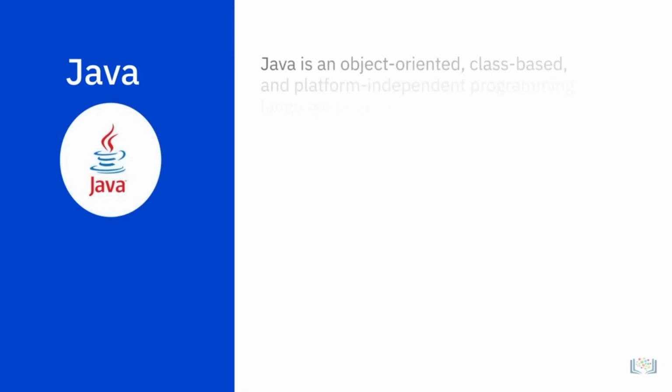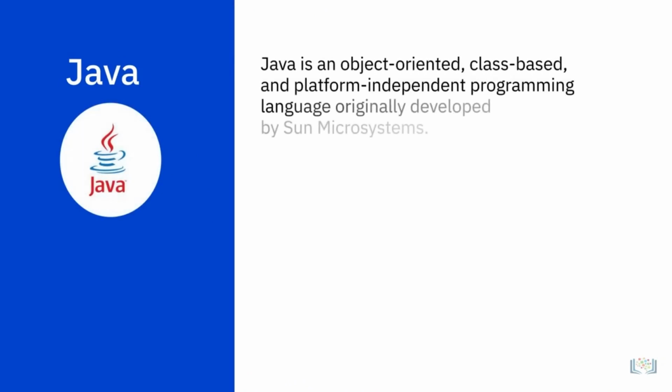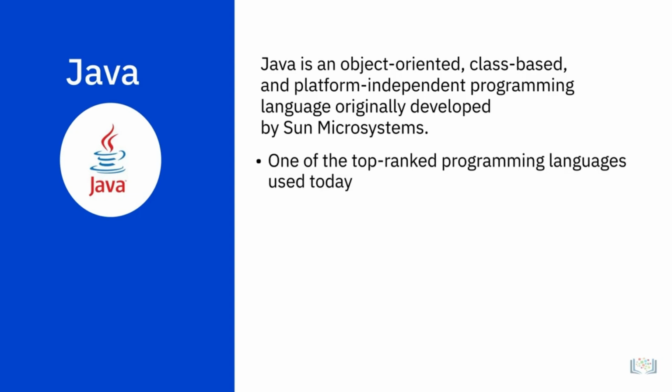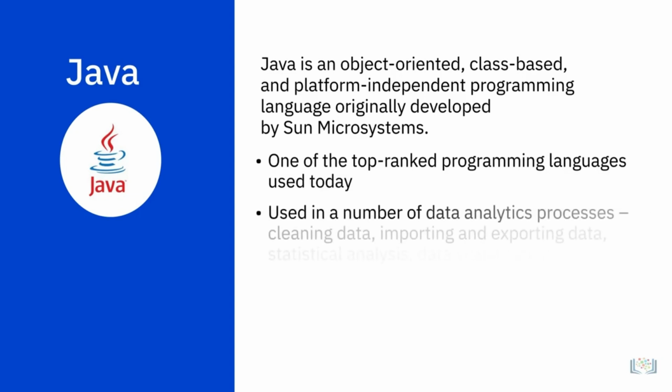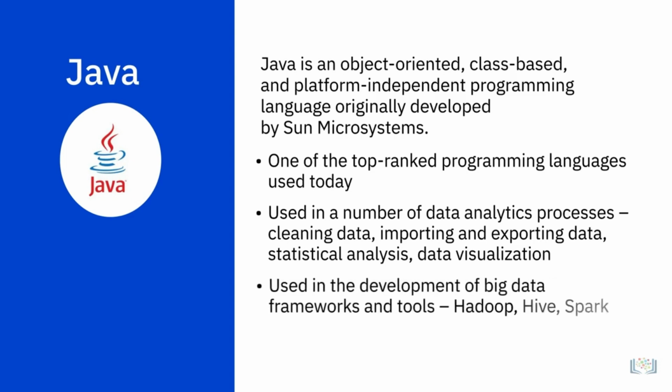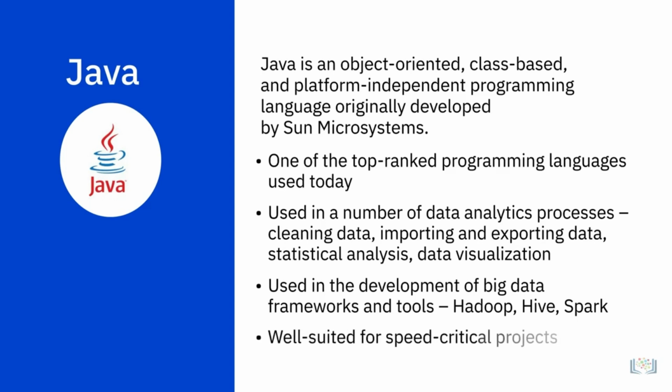Java is an object-oriented, class-based, and platform-independent programming language originally developed by Sun Microsystems. It is among the top-ranked programming languages used today. Java is used in a number of processes all through data analytics, including cleaning data, importing and exporting data, statistical analysis, and data visualization. In fact, most of the popular frameworks and tools used for big data are typically written in Java, such as Hadoop, Hive, and Spark. It is perfectly suited for speed-critical projects.